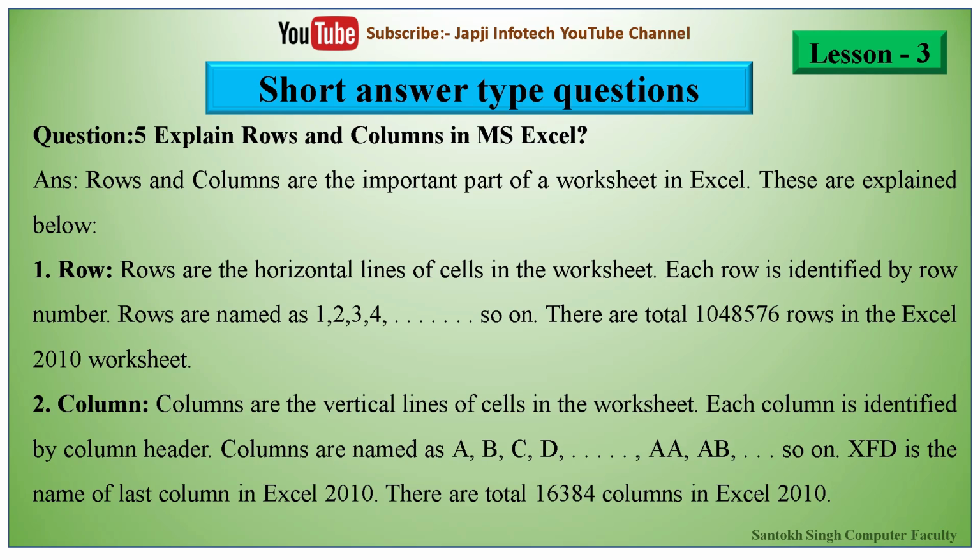And second one is column. Columns are the vertical lines of cells in the worksheet. Each column is identified by column header. Columns are named as A, B, C, D, AA, AB, and so on. So XFD is the name of the last column in Excel 2010. So there are total 16,384 columns in Excel 2010.